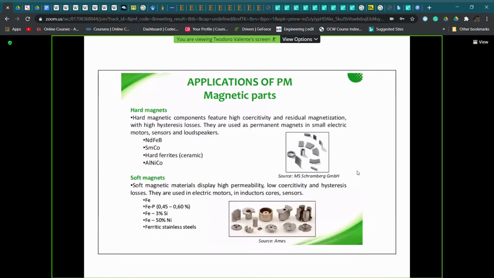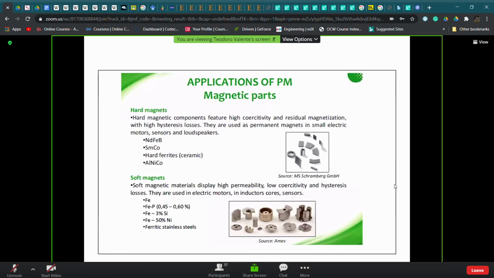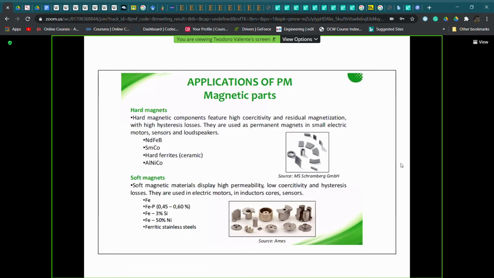Some other example of this possibility. And magnetic parts, as I told you, are very, very important for this kind of fabrication technology. We can have hard magnets, and they are the most performing because they can give us high coercivity and high residual magnetization with high hysteresis loss. And here you have a list.